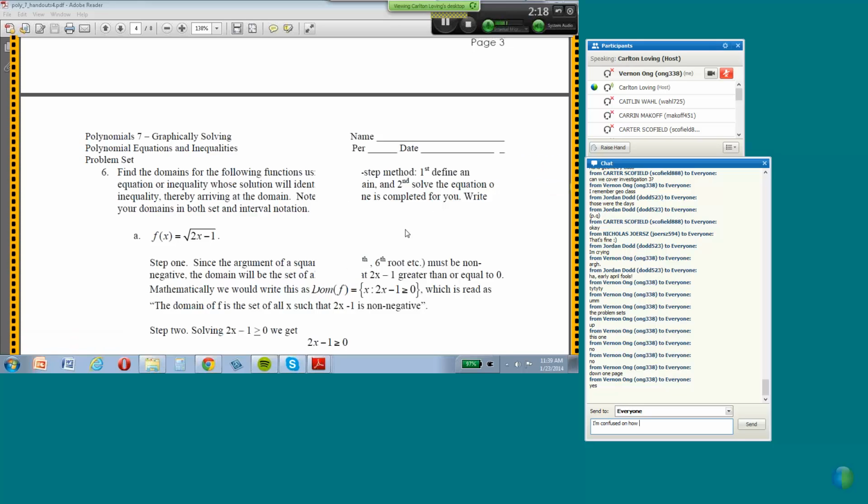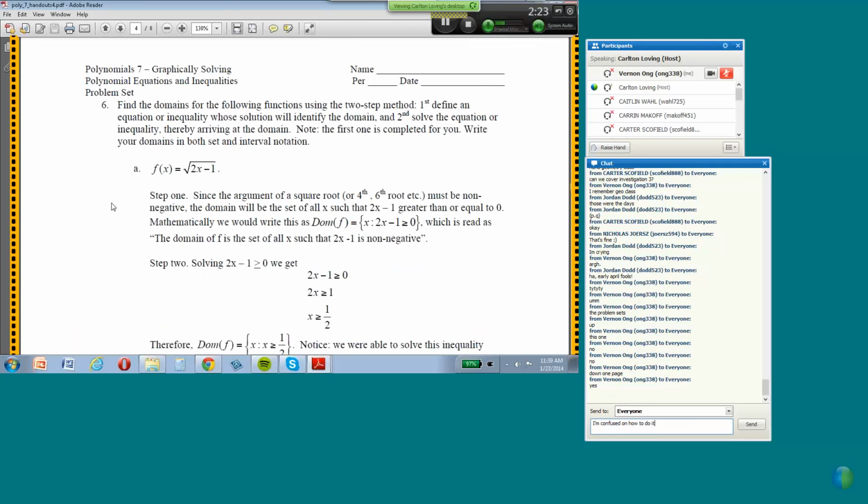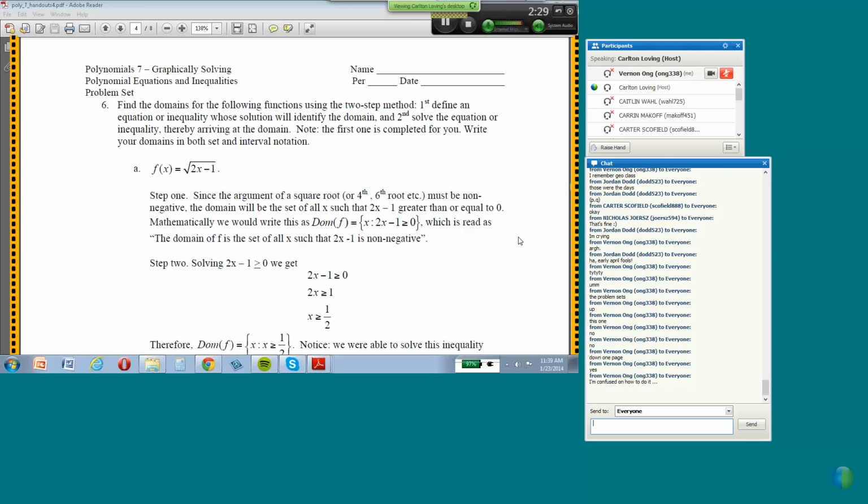Okay, number 6. Find the domains of the following functions using the two-step method. First, define an equation or inequality whose solution will identify the domain. And second, solve the equation or inequality, thereby arriving at the domain. Note, the first one is completed for you. Write your domains in both set and interval notation.